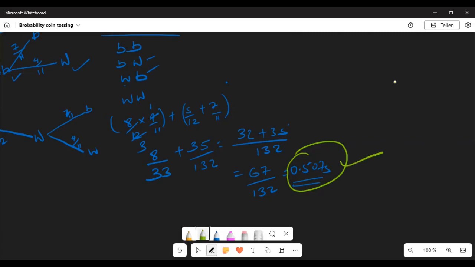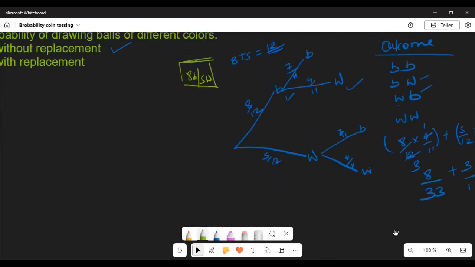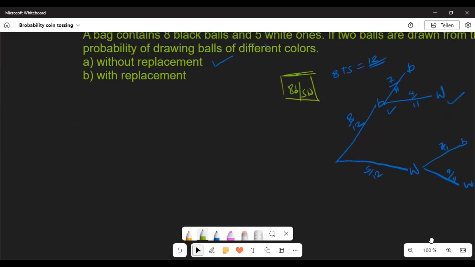Let's look at the one with replacement. So now that one we did without replacement. Now let's look at with replacement. That means that every time you withdraw, you check the probability, and then you return all the balls in the bag, and then draw again. So in this case, you'll see quickly the difference. So probability of getting black and white.